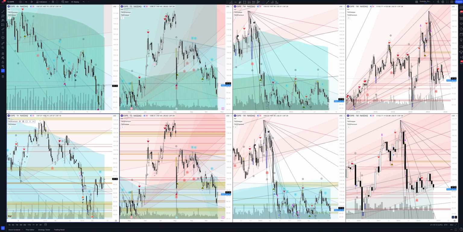Today we will take a look at Expedia stock. Let's analyze the market situation and find out how you can make money on it. Let's start.